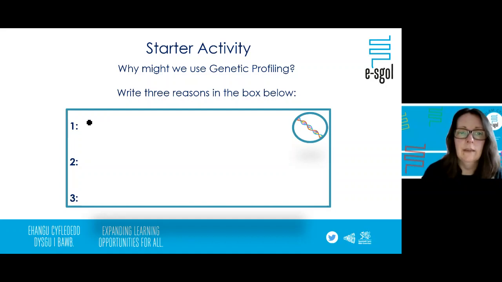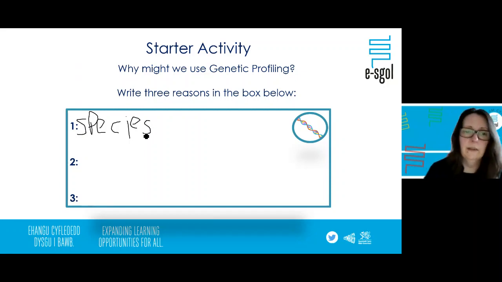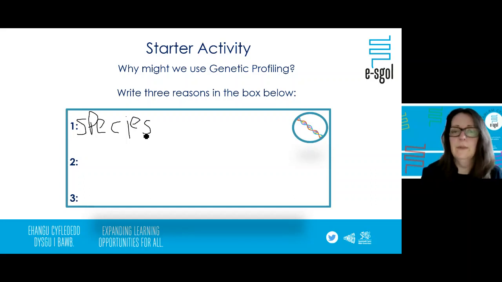So we might use it when we are identifying a species. So that's one reason why we might use it, to identify a species. If a new species has been discovered by some scientists out in the field, they could use genetic profiling, they could compare the DNA of that species with other species that are alive now to see which family group it belongs to. So it can be used in classification.